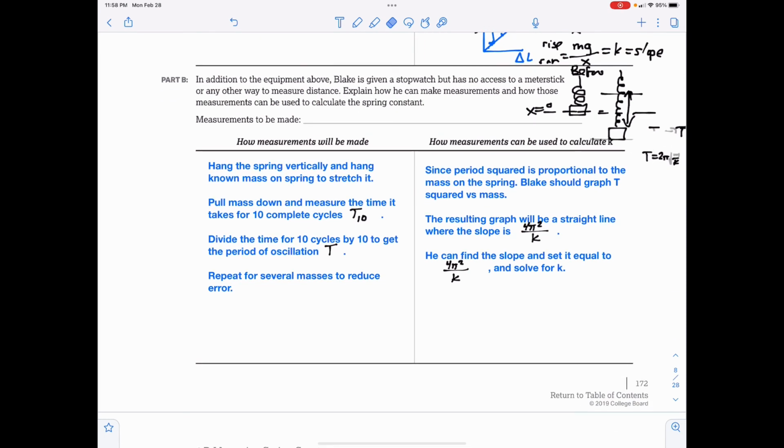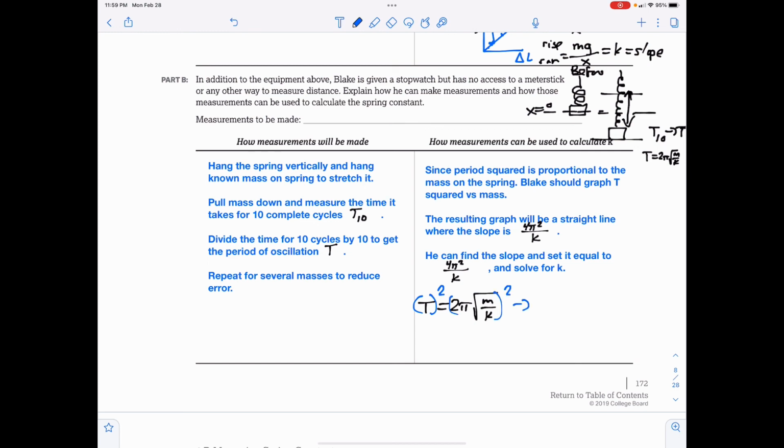First, we start with the equation. Whoops, I erased it. We start with the equation right here. Okay, I want to write it down here. So T equals 2 pi times the square root of m over k. Now, the first thing we do is we're going to square both sides.